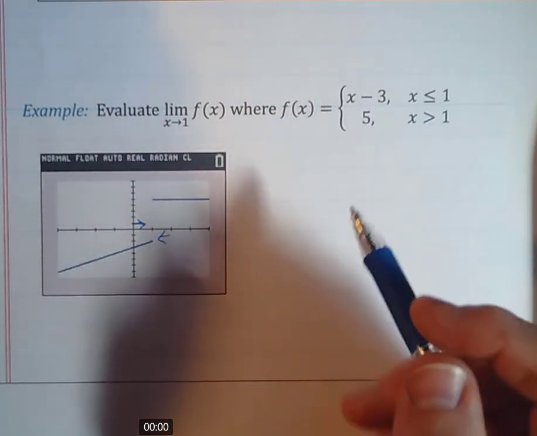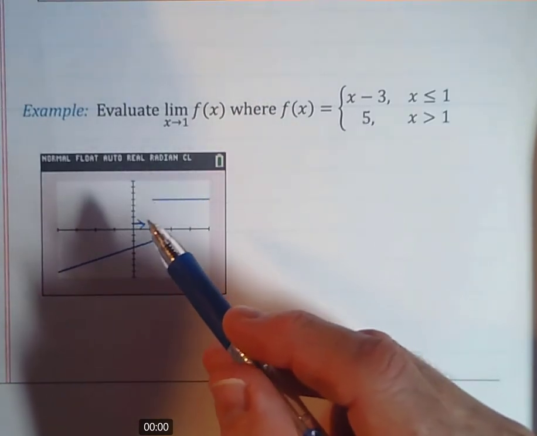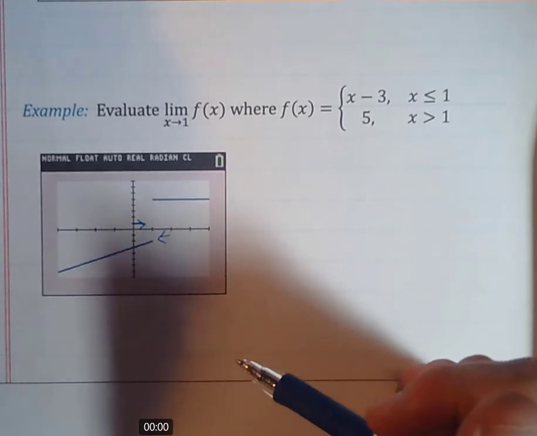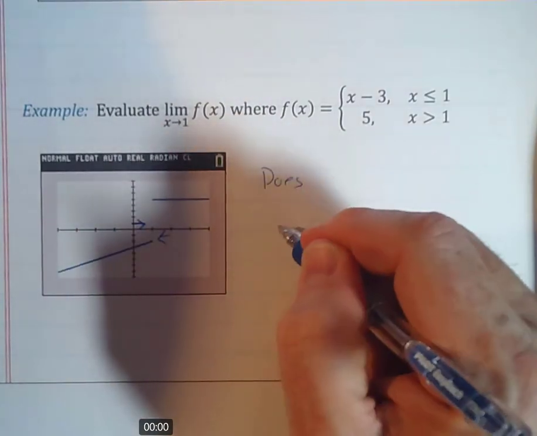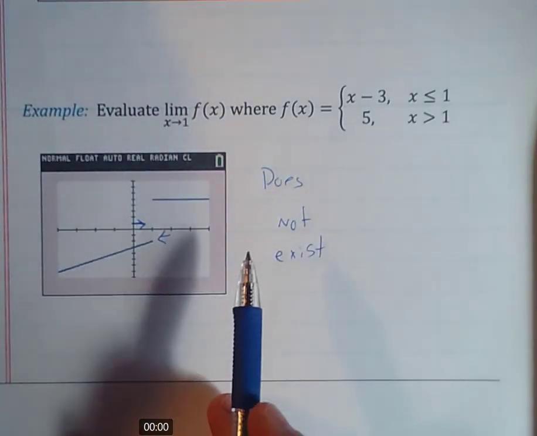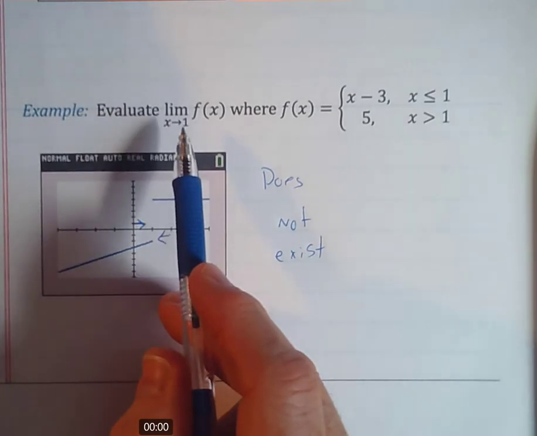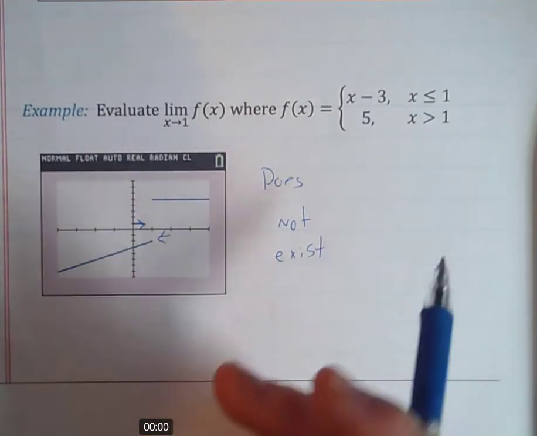And so I can see once again that I end up with different y values as I'm approaching 1 coming from each direction. And so again, here we have an example where the limit does not exist. And again, the limit only exists if when we approach 1 coming from both directions, you end up with the same value.